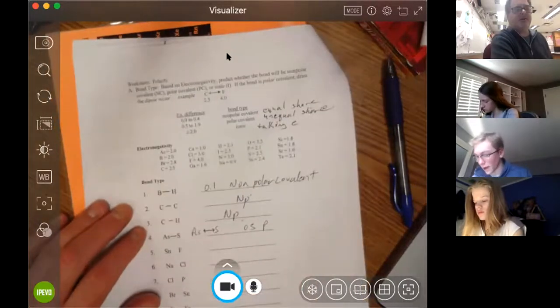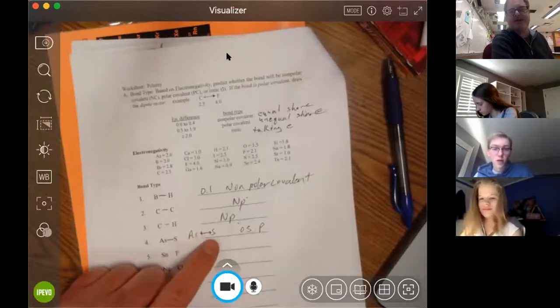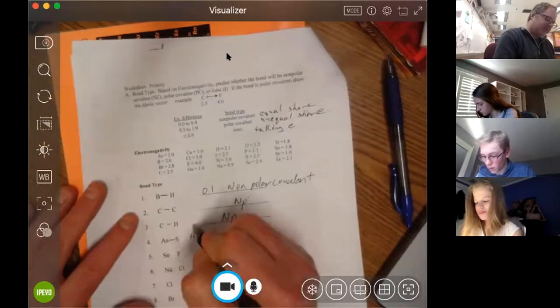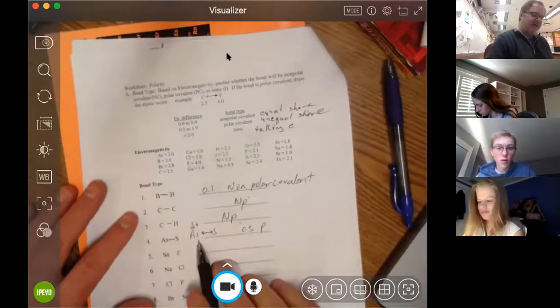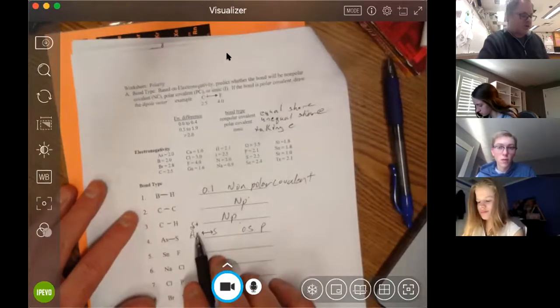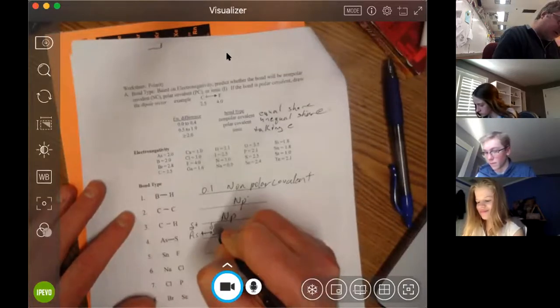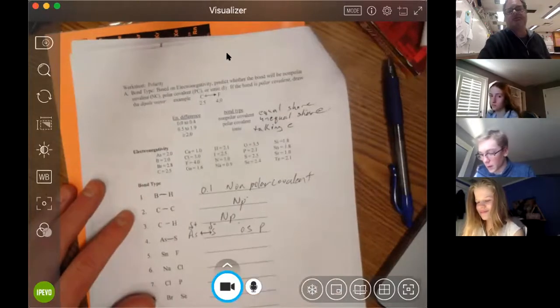And a way to represent that pull is we put a little plus sign and then an arrow going in the direction that the electrons are being pulled. Another way you might see this is that somebody might put a lowercase delta positive above that to show that it has a partial positive charge. Or over here, the sulfur has a partial negative charge.